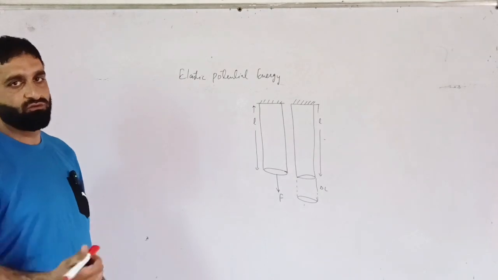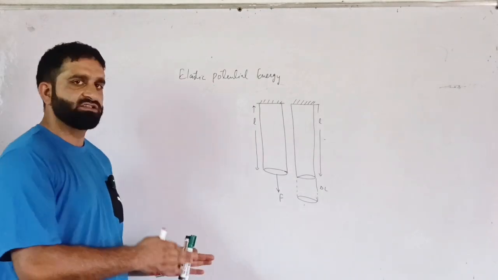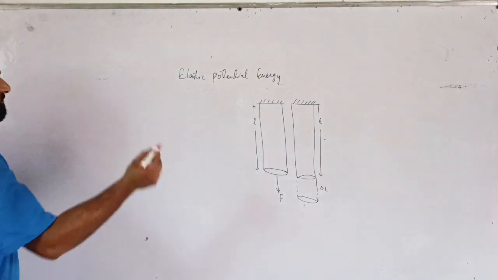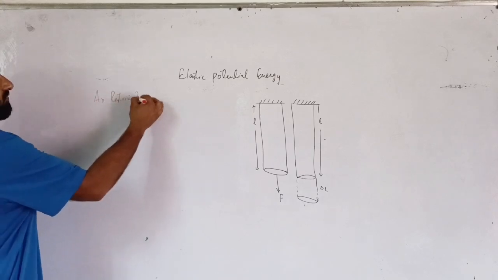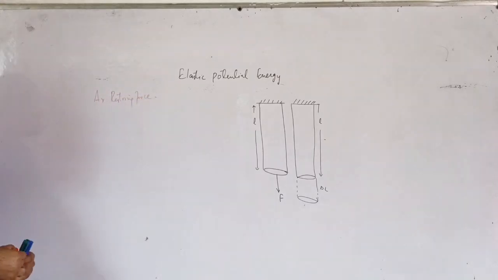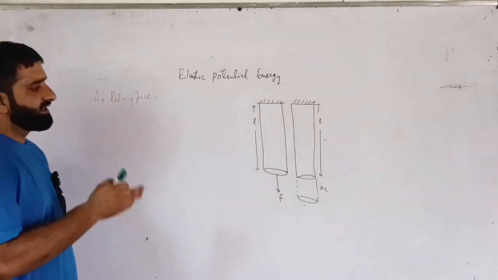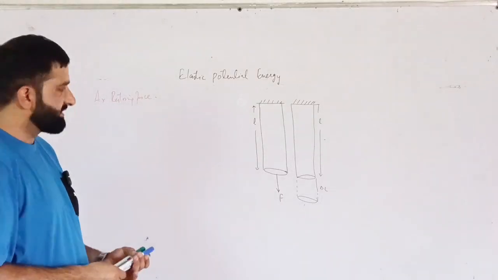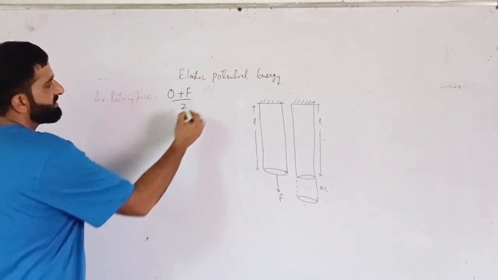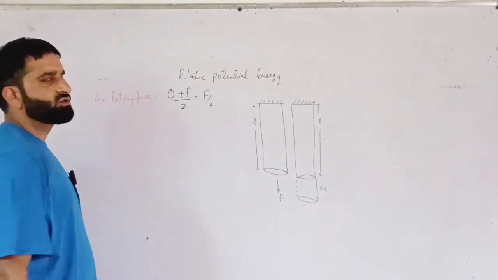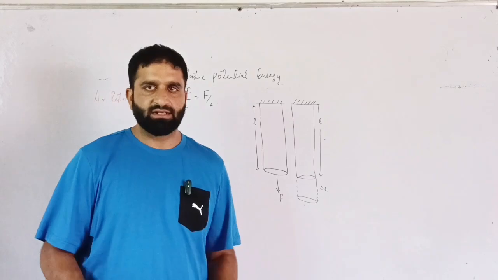The average restoring force that comes into play as the force increases from 0 to F, that brings or tries to bring the rod into its original configuration, is 0 plus F divided by 2. So that is equal to F divided by 2. So the average restoring force that comes into play is F divided by 2.